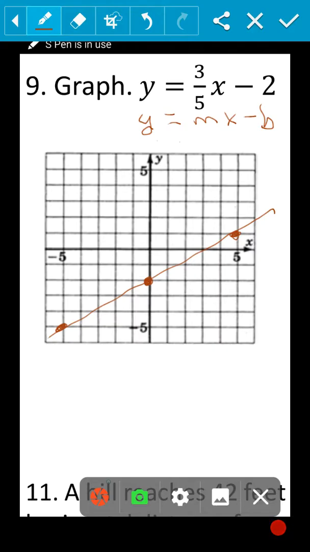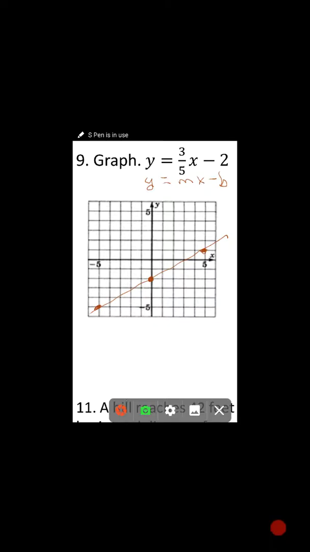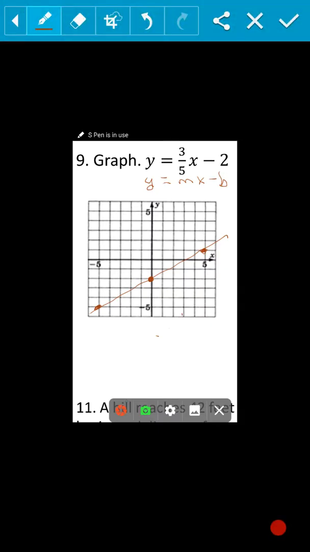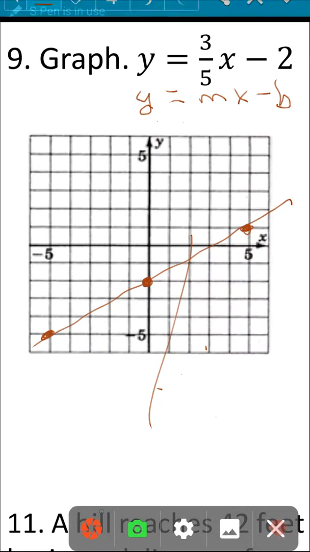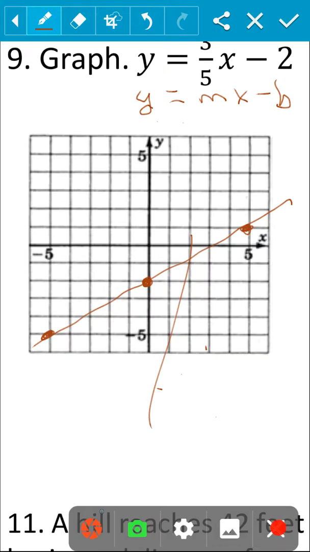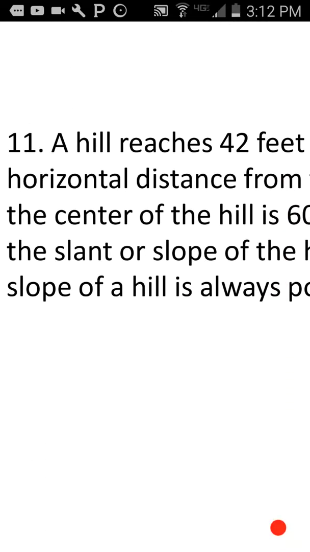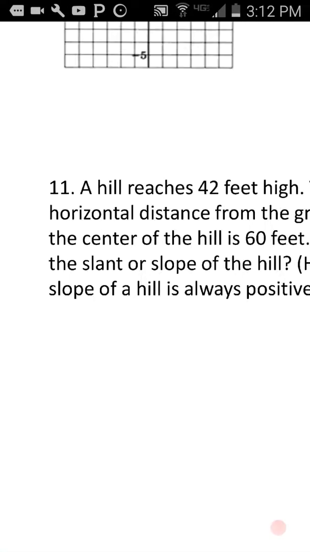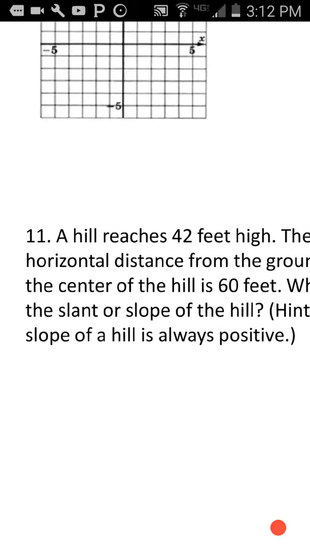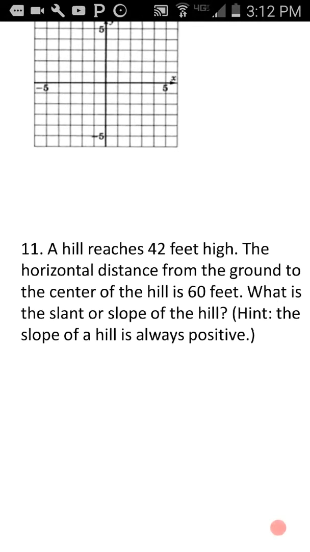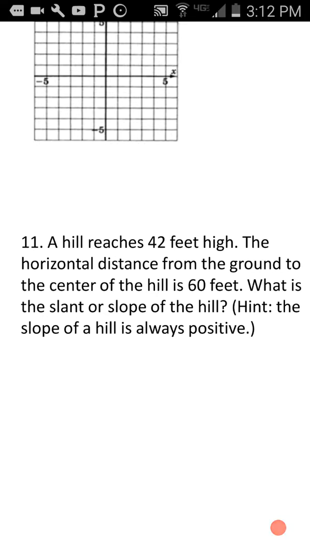Let's go ahead and do 11 because I have it right here. Well, I thought I did. Whoops. Okay, maybe not. So I will discard this and pick up 11 here. And here we have a hill reaches 42 feet high. Sorry for doing this to your eyes. The horizontal distance from the ground to the center of the hill is 60 feet. So what is the slant or slope of the hill?